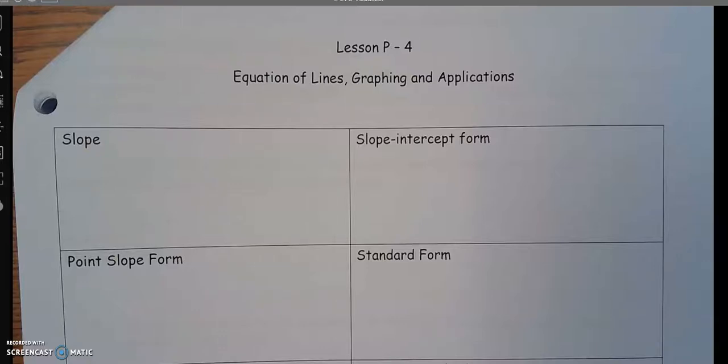Okay, so today is Unit P lesson, or day 4. We're going to go over equations of lines, graphs, and then the applications of that.